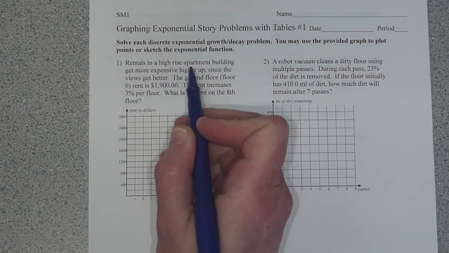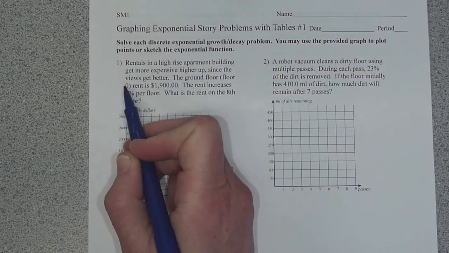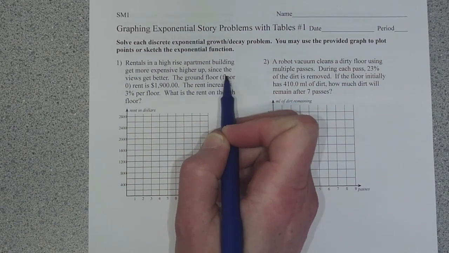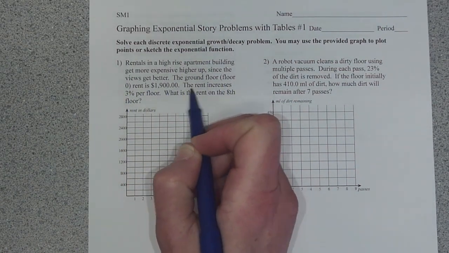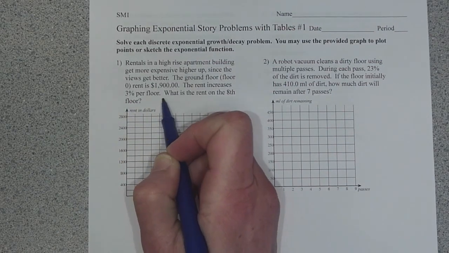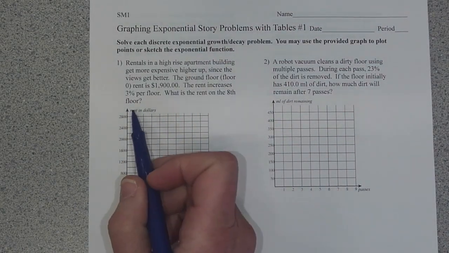Rentals in a high-rise apartment building get more expensive higher up since the views get better. The ground floor, floor 0, rent is $1,900. The rent increases 3% per floor. What is the rent on the 8th floor?